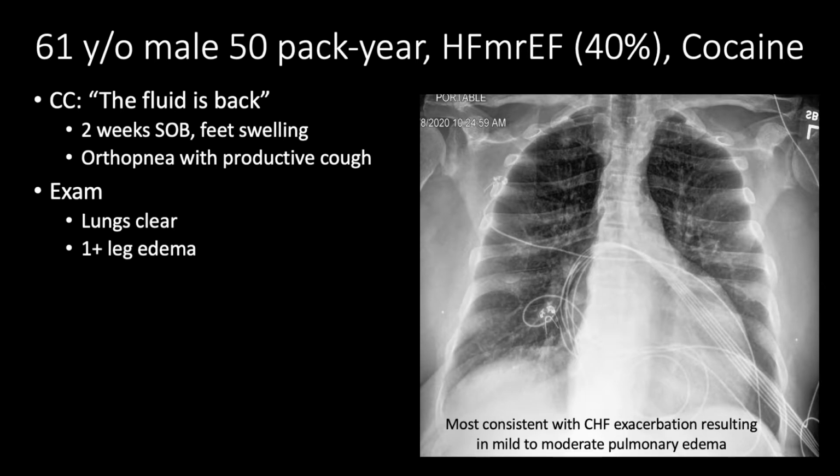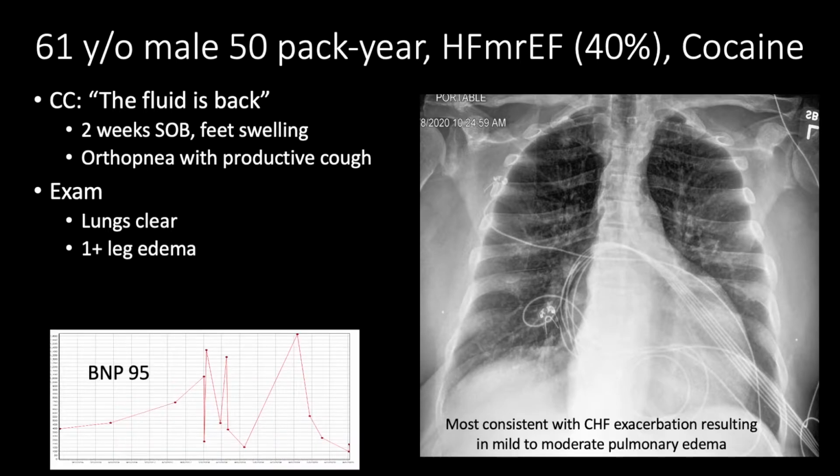His chest x-ray was read by a radiologist as most consistent with a CHF exacerbation resulting in mild to moderate pulmonary edema. Interestingly, his BNP was as low as it had ever been at 95, and it's previously been as high as 1800. The plan from the overnight resident was to initiate IV diuresis for a CHF exacerbation, but there's some conflicting information here.